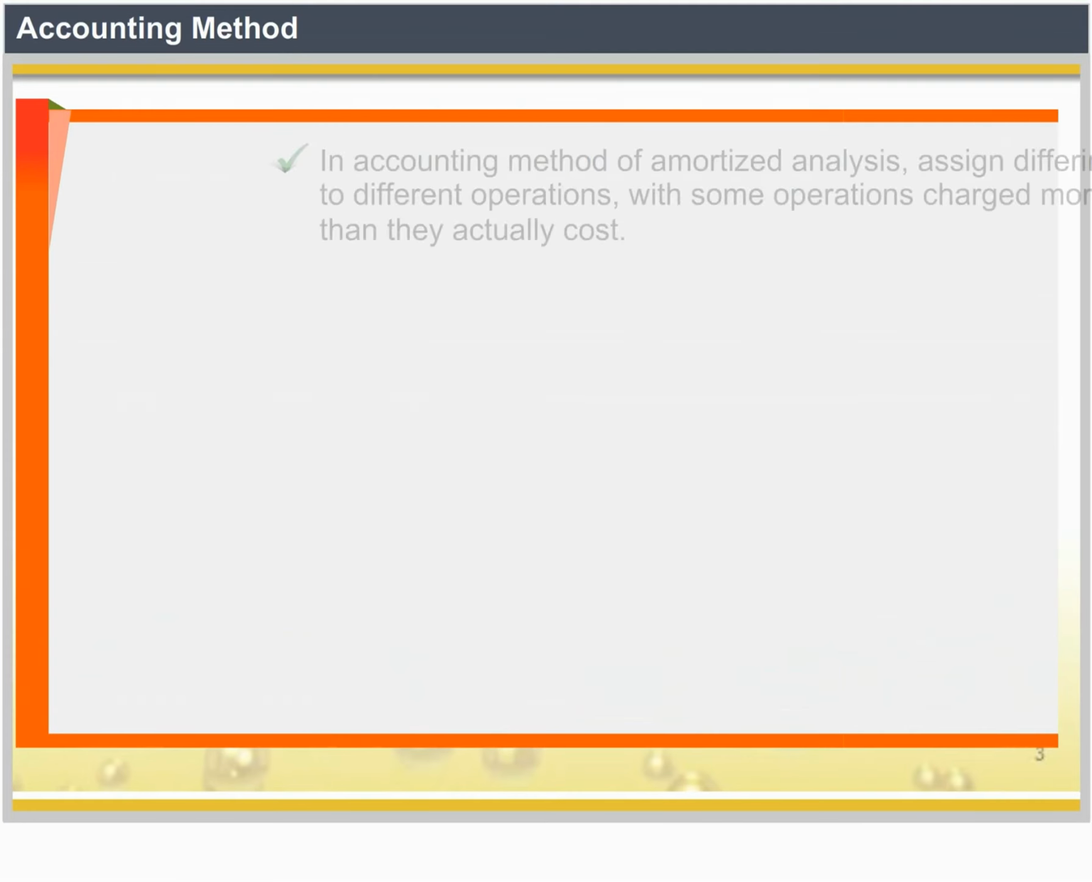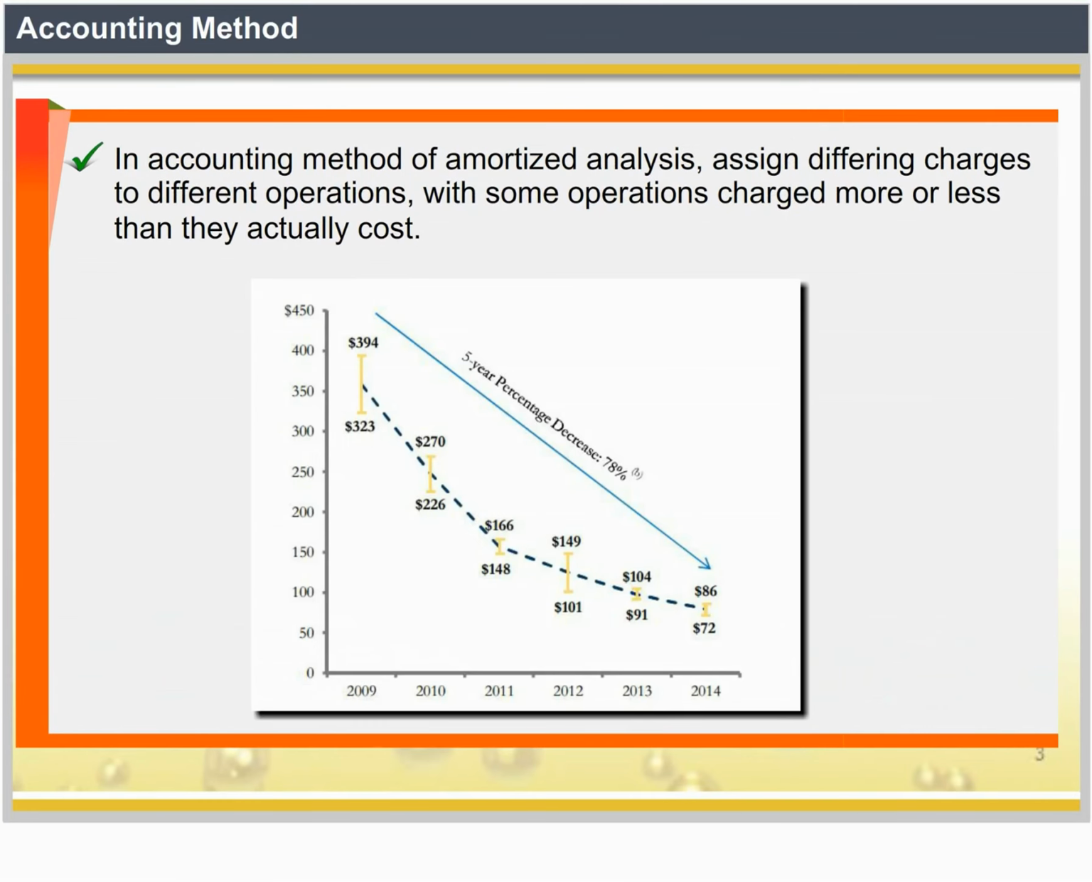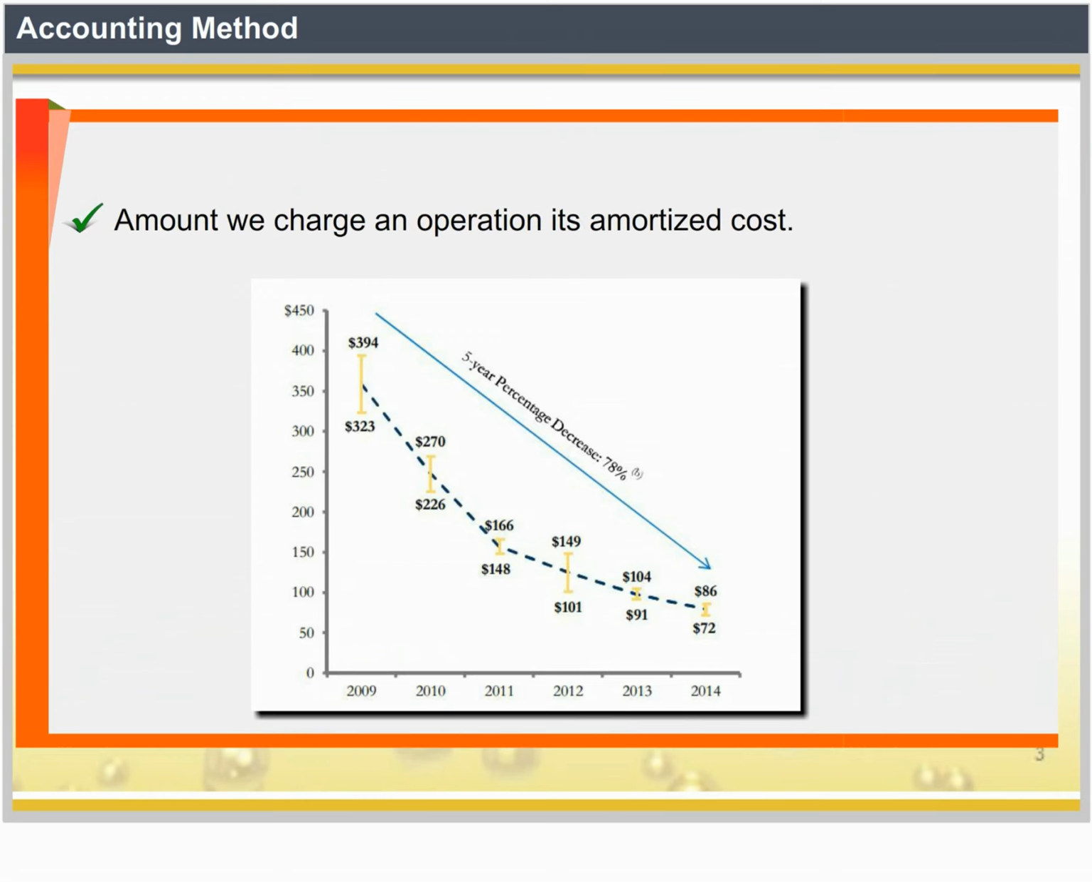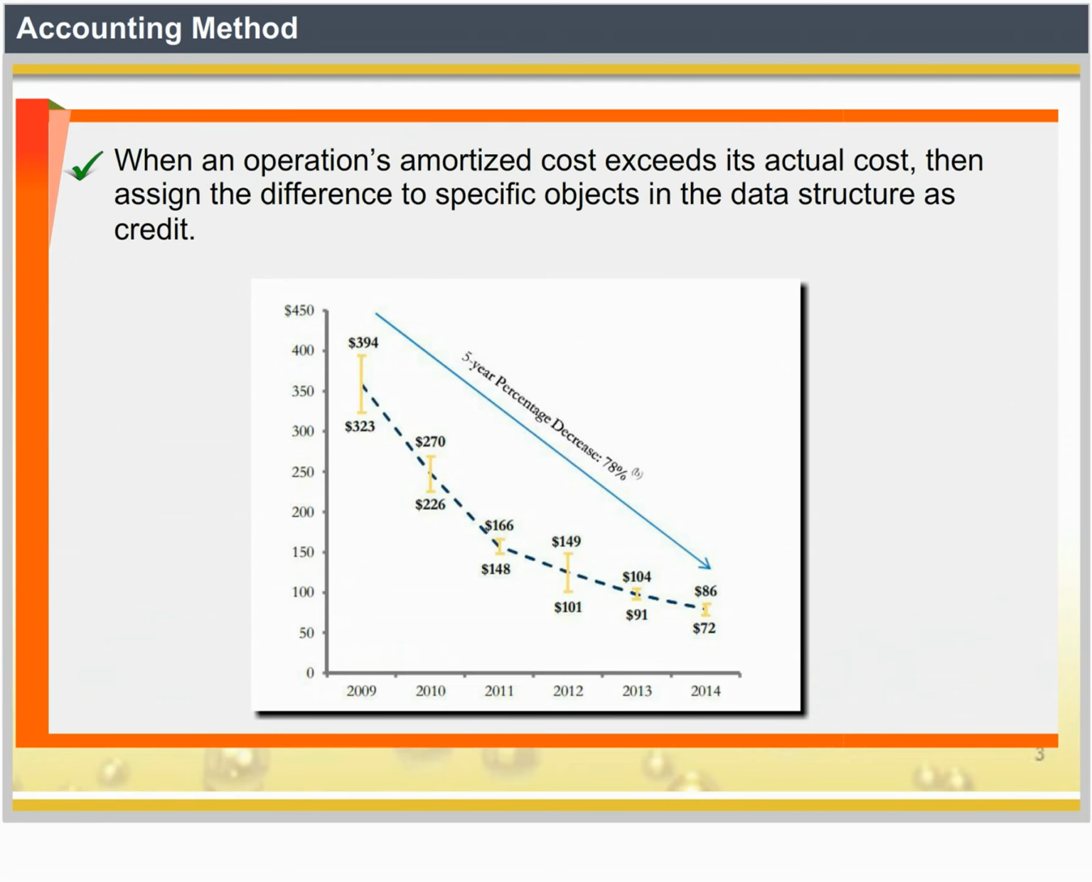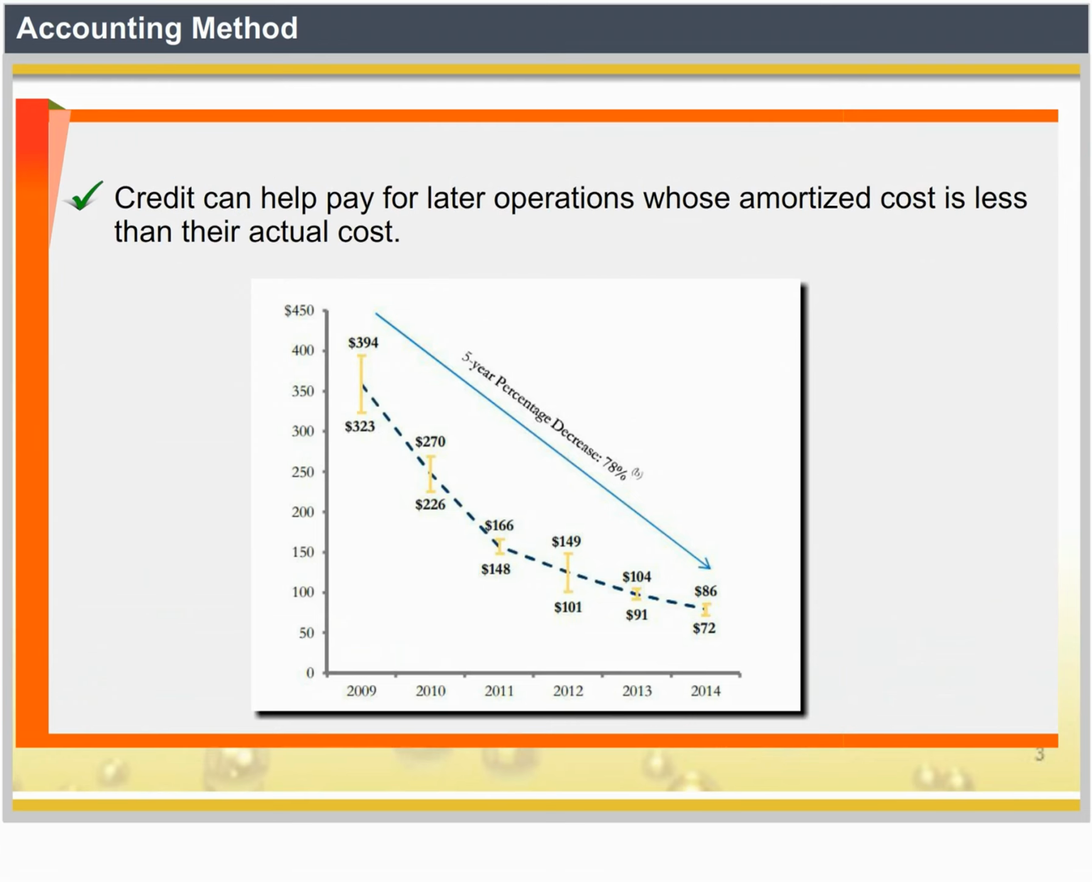Accounting method. In the accounting method of amortized analysis, we assign differing charges to different operations, with some operations charged more or less than they actually cost. The amount we charge an operation is its amortized cost. When an operation's amortized cost exceeds its actual cost, we assign the difference to specific objects in the data structure as credit. Credit can help pay for later operations whose amortized cost is less than their actual cost.